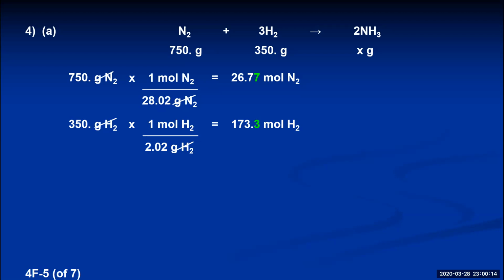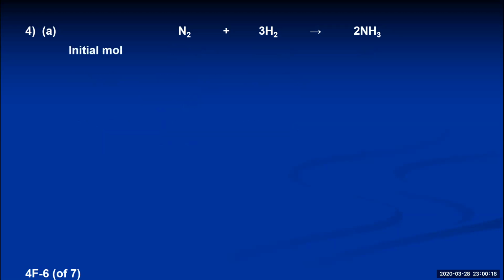So I'm going to erase my gram stuff at the top there, and I'm going to replace it with moles. And we're going to make an initial mole table with the change in moles and the final moles. So we have 26.77 moles of nitrogen and 173.3 moles of hydrogen. One of these is going to be the limiting reactant. You almost have to guess at first which one you think it's going to be. So let's just assume all of the nitrogen reacts away. So how much hydrogen will react with that?